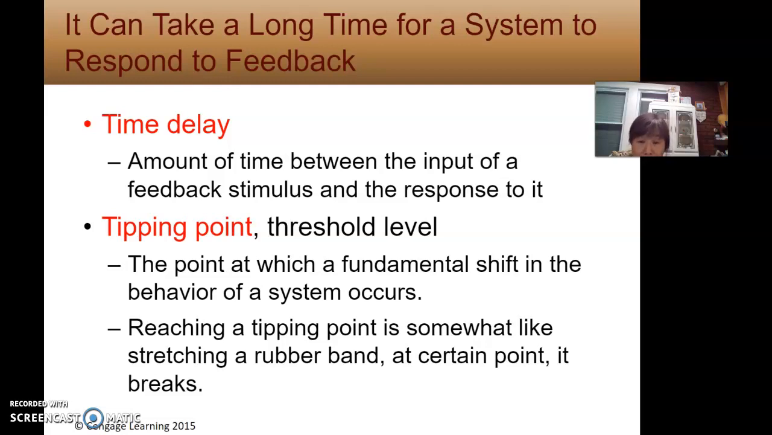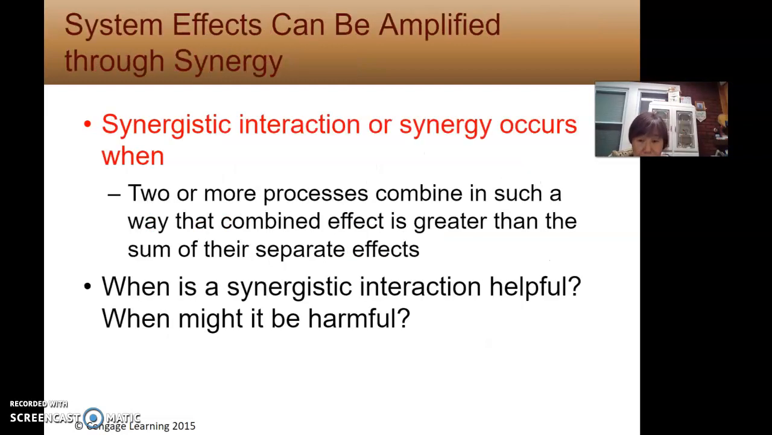And then a tipping point, this one is a threshold level. It is the point at which a fundamental shift in the behavior of a system occurs. So in a sense, when you reach this tipping point, the system is not able to recover. Just imagine when you stretch a rubber band, it goes back. You stretch, it goes back. But if you stretch really, really hard, you reach a point where the rubber band will break off. That point is called a tipping point. So we try to avoid tipping points in the natural system.